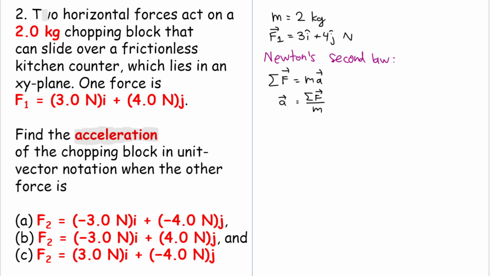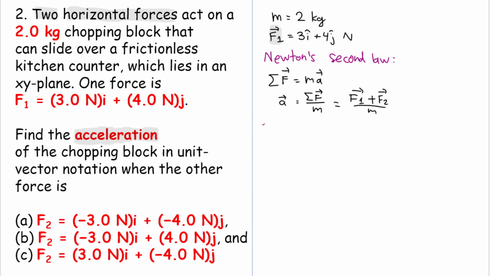Now we have two forces, right? Two horizontal forces. And we are given F1 is this value here, and we are given F2 is the other value. So only two forces act on the chopping block. So I will have in the numerator F1 plus F2 divided by M. So that is our acceleration. So the acceleration is F1 plus F2 divided by M. Good.